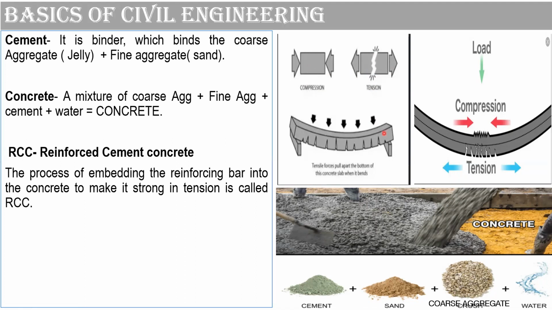So in that case, we make use of something called as RCC, which stands for reinforced cement concrete. In this, what we actually try to do, we try to insert the reinforcing bar into the concrete so that my concrete will become strong in tension. Anyhow, concrete is strong in compression, but the problem was in the tension. So when you try to apply the force on this, the tension forces will be taken by the rebar, that is a reinforcement bar. So this combination is called as RCC. So that is why I've written it here. The process of embedding the reinforcing bar into the concrete to make it strong in tension is called as RCC, right?